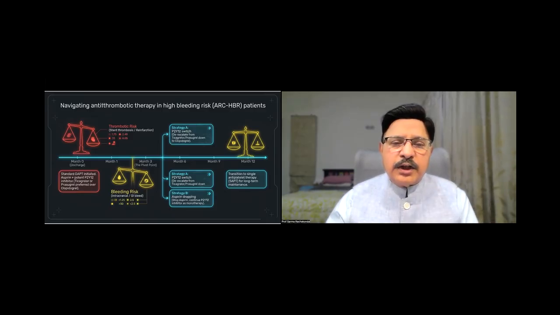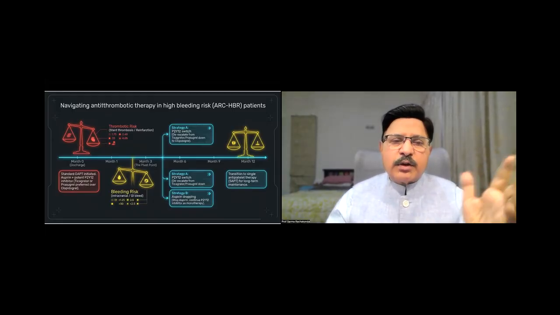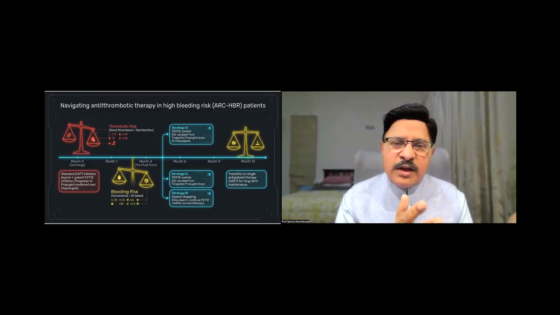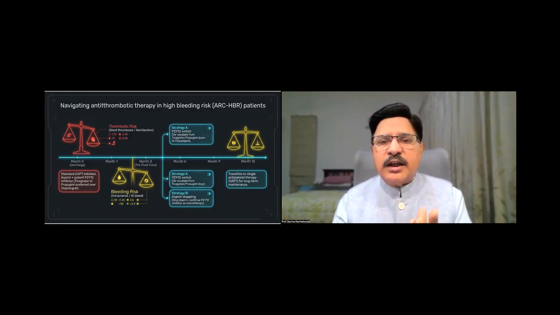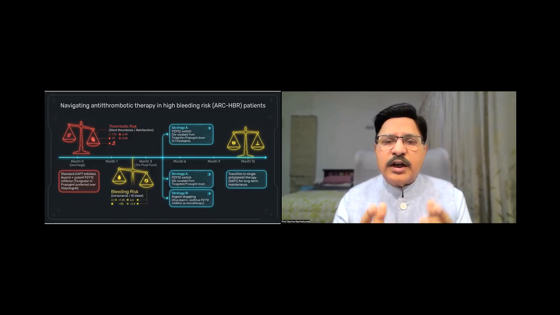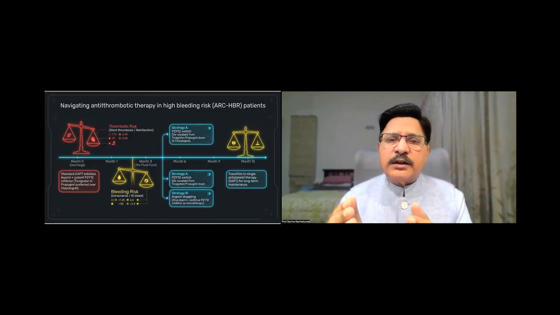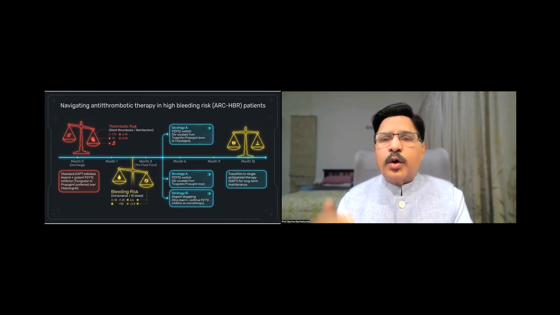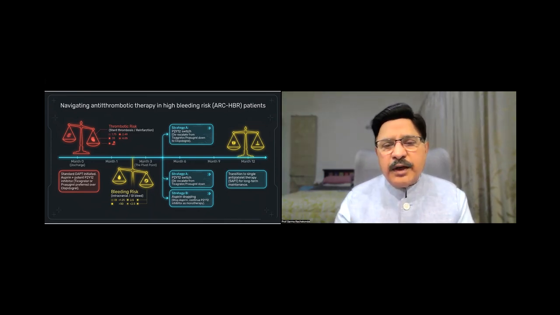Whether or not there is an intracranial or GI bleed, you balance the thrombotic risk with the bleeding risk. It is a question of balancing the thrombotic risk versus the bleeding risk. Strategy A, P2Y12 switch: if there is bleeding, de-escalate the ticagrelor or prasugrel to clopidogrel. Suppose there is an increase in bleeding risk.